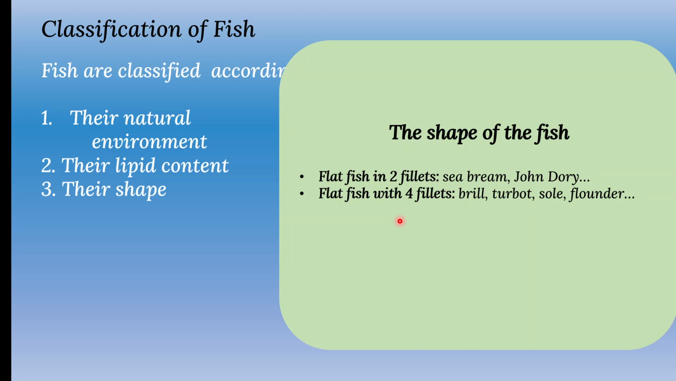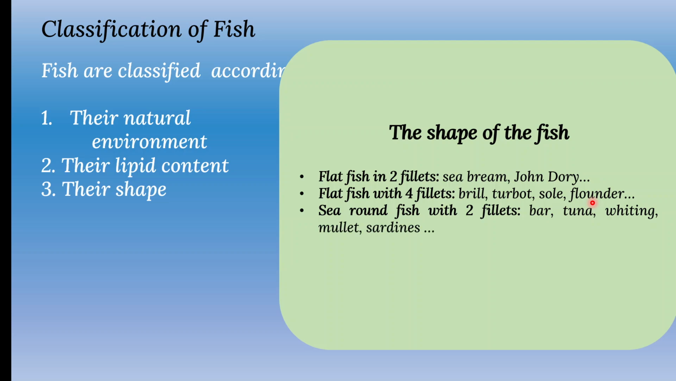There are flatfish with four fillets as well. Examples are brill, turbot, sole, flounder. So flatfish with two fillets, flatfish with four fillets are available. Then we are getting another one, sea round fish with two fillets. Now we are getting a new concept here, round fish from sea. And how many fillets? Two fillets. Examples are bar, tuna, whiting, mullet, and sardine. And another one we are getting is round freshwater fish with two fillets. Examples are eel, pike, carp, tench. Okay.